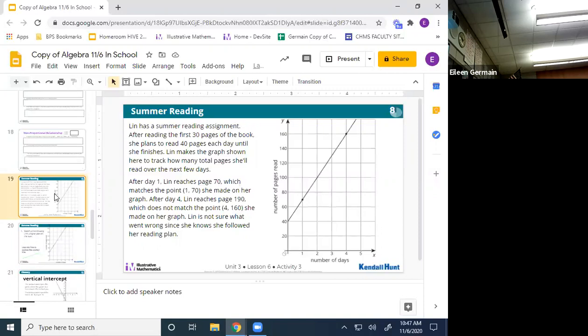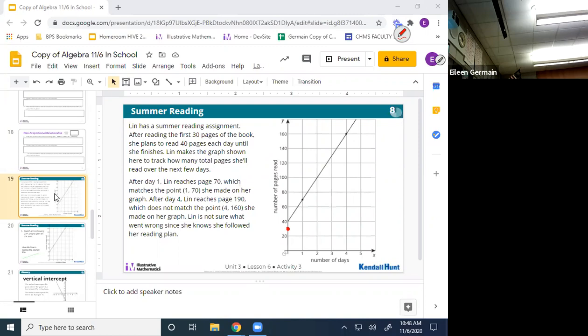So before she started her challenge, how many pages had she read? 30. So that means we should cross our y-axis at what number? 30, right? Because if we're starting at 30, it should cross our y-axis at 30. Is this graph correct? No. Where should this line start here? Kyle? Between the 20 and the 40. Very good. So it should be starting here.